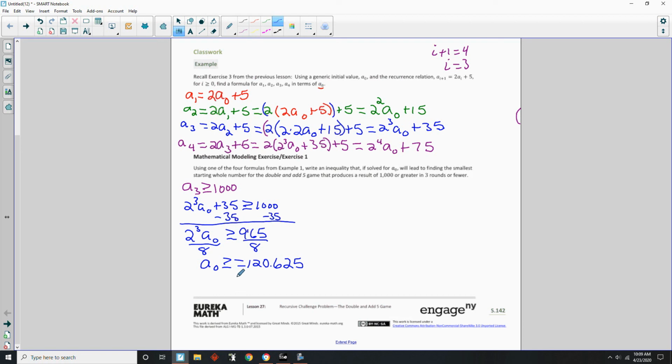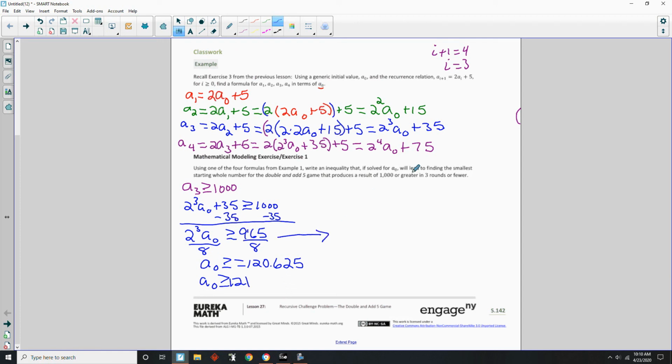So a sub 0 would have to be greater than or equal to 120. Since we're having a decimal, it has to be greater than or equal to 120.6, so the answer is a sub 0 is greater than or equal to 121. Okay, so I just took this a little further. So the first term, a sub 0, has to be greater than or equal to 121.